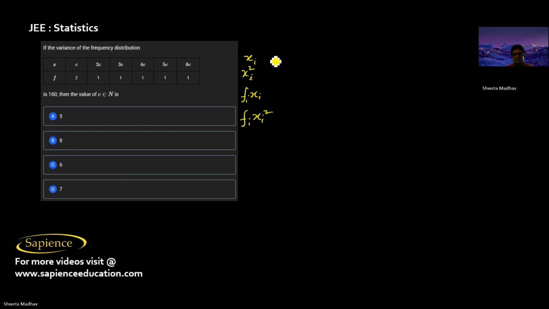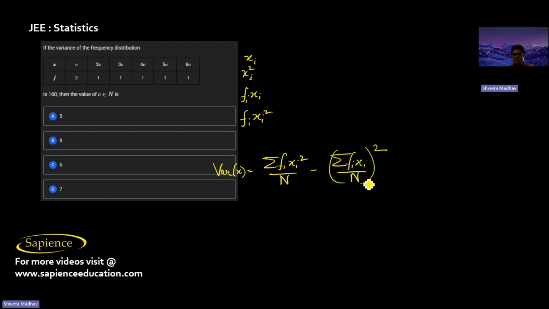Since we know that the variance of X is given as summation Fi Xi square by n minus summation Fi Xi by n whole square. So this is the mean of the squares minus the square of the mean.